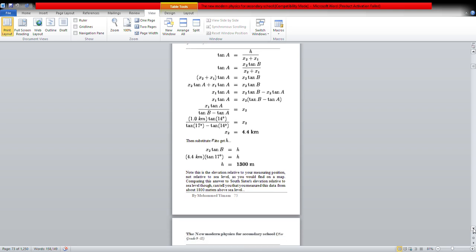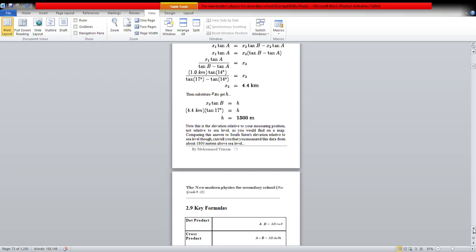Then substitute x2 to get h. x2 tan B is equal to h. 4.4 kilometers times tan 70 degrees is equal to h. h is equal to 1,300 meters. Note, this is the elevation relative to your measuring position, not relative to sea level as you would find on a map. Comparing this answer to South Sister's elevation relative to sea level tells you that you measured this data from about 1,800 meters above sea level.